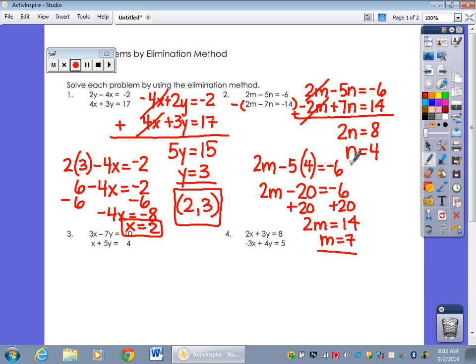When you write ordered pairs with letters that are different than x and y, you always want to put them in alphabetical order. So m comes before n, so our ordered pair would be 7, 4 is our solution.